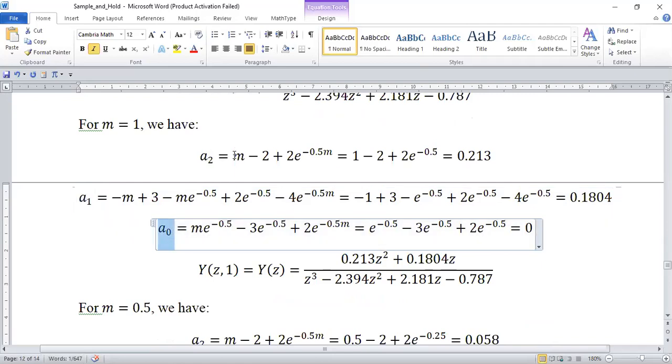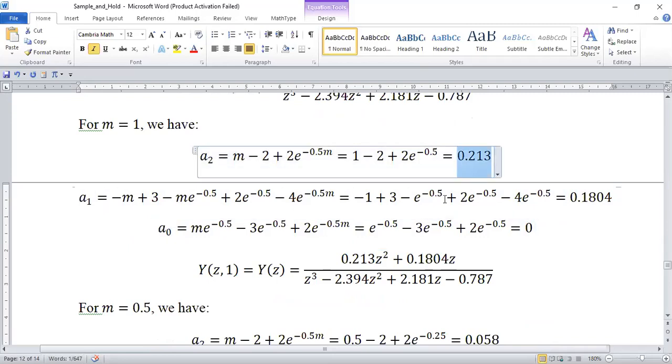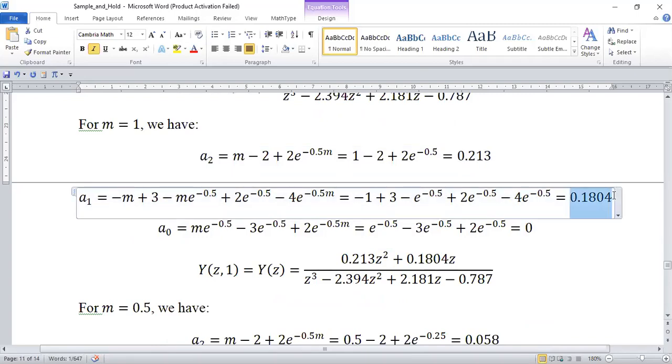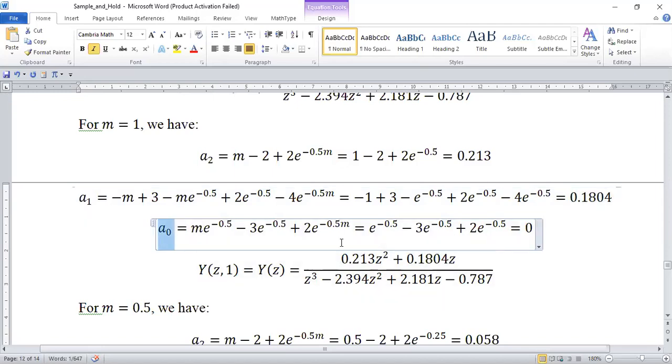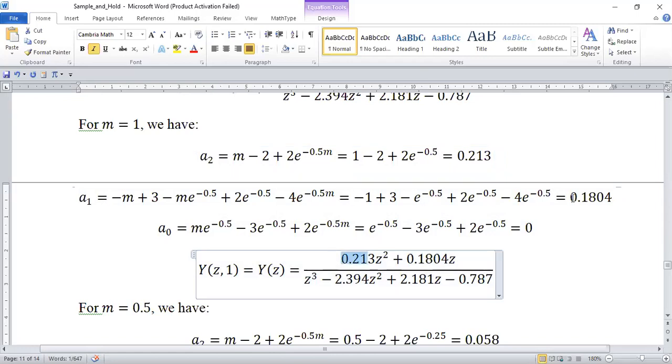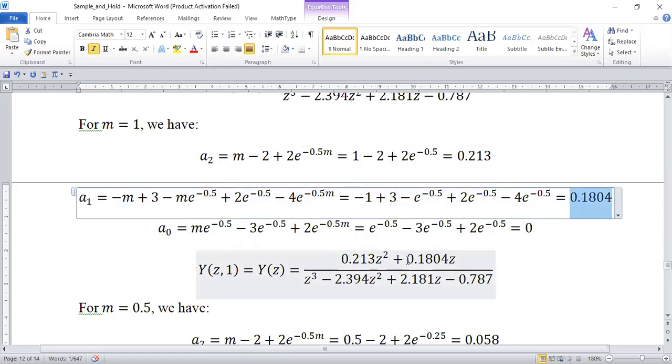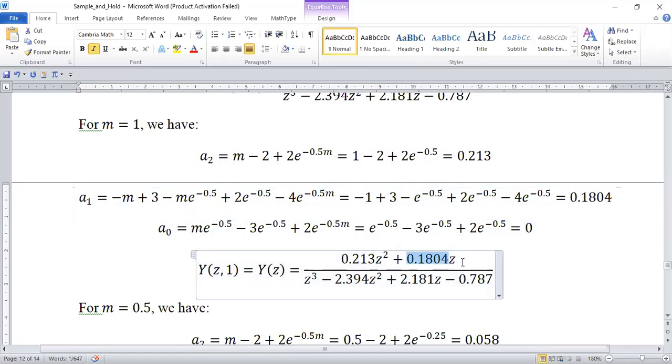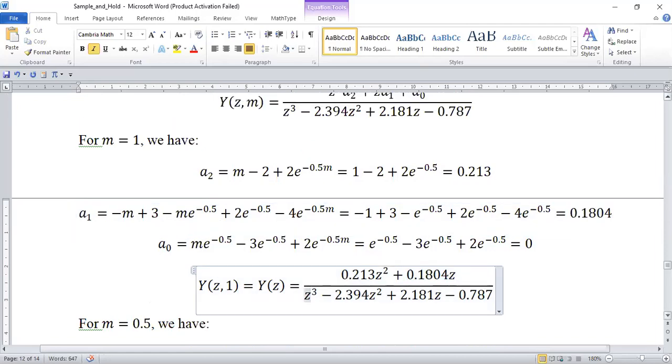And when we plug in M is equal to 1, we get A2 as this. When we plug in M is equal to 1 for this, we get our A1 to be this. Then A0 is equal to 0. That's when M is equal to 1. And this was what we got for Y of Z. So in effect, this was our A2. So this is A2. This is A1. Then A0 is 0. So this is the modified Z transform.